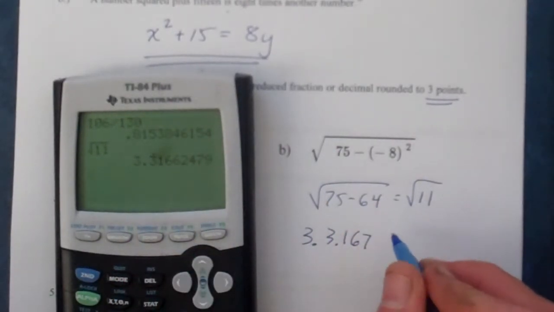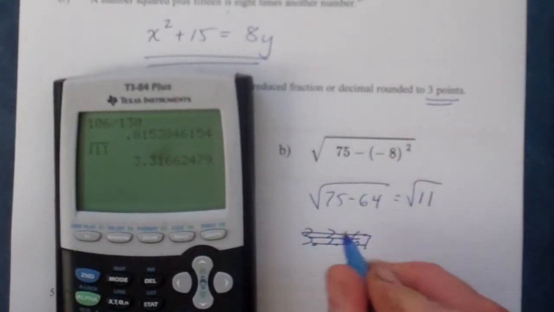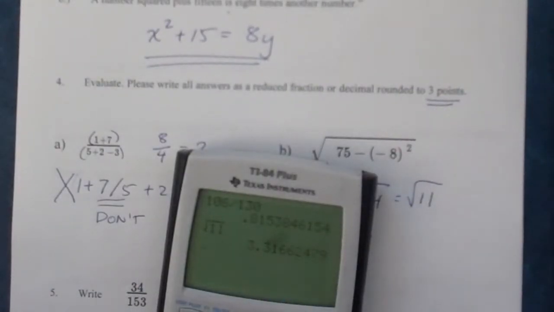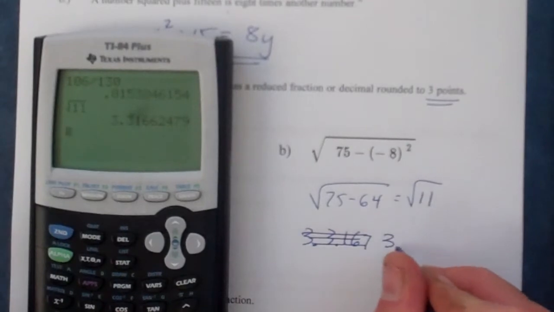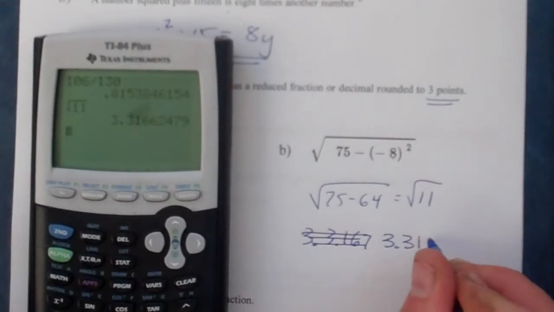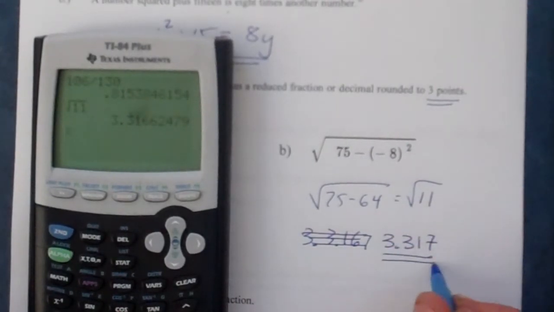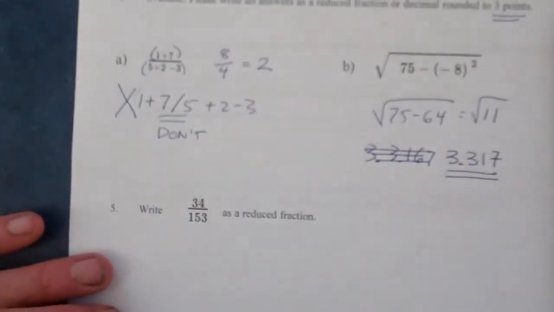Oh boy, I made a mess of that. I'll try again. Reading from the calculator, right there, you can see it with your own eyes. 3.317. That is rounded correctly. Sorry about that.